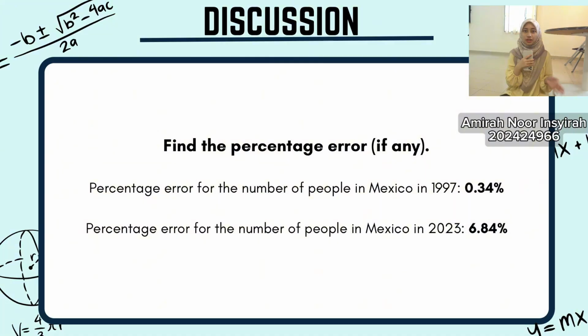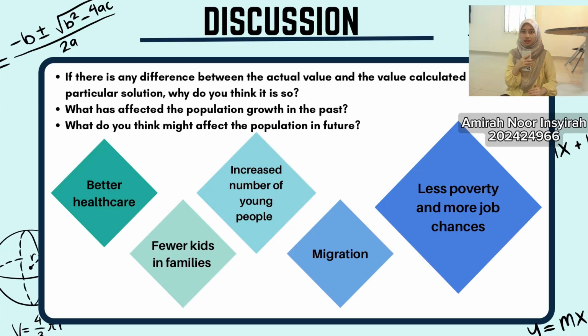So why does the model get it wrong? As for the first factor, healthcare in Mexico got better. Babies are healthier now and people live longer. From 2015 to 2022, fewer babies died and life expectancy went up. This means people aren't dying as young anymore, which changes how the population grows, and this is something that the Malthusian model didn't expect.